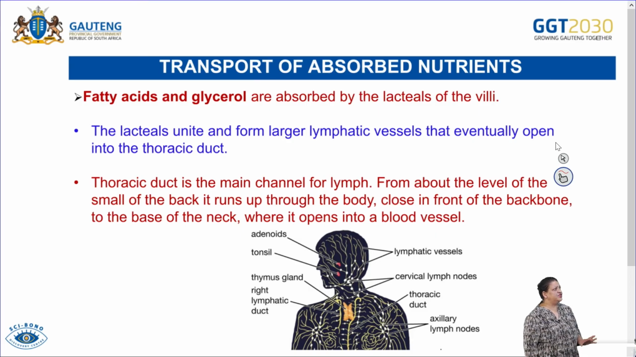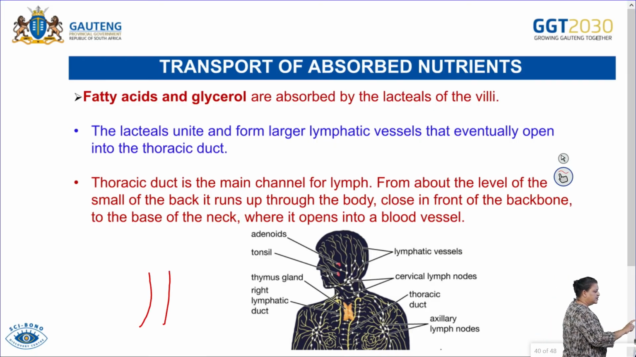Fatty acids and glycerol are absorbed by the lacteal. We said that. Lacteals form a large lymphatic vessel, you see. So your lacteals from all your villi join to form what we call a thoracic duct. All right. And then the thoracic duct is like, here's your thoracic duct. So here's your lacteal from your villus. And all the lacteals will come and open into a thoracic duct.